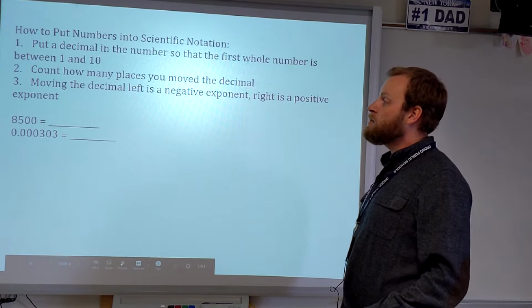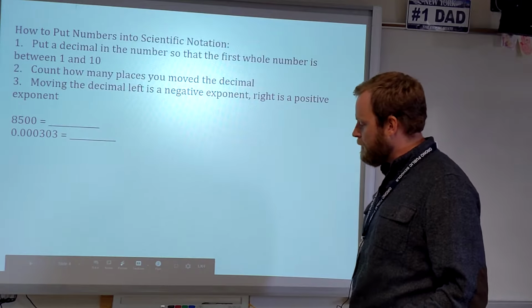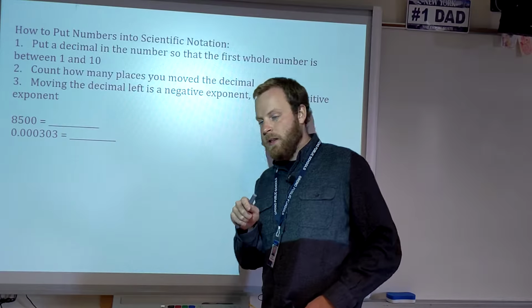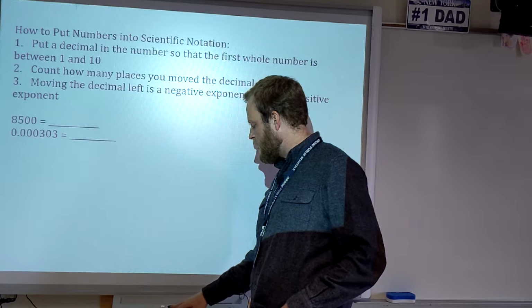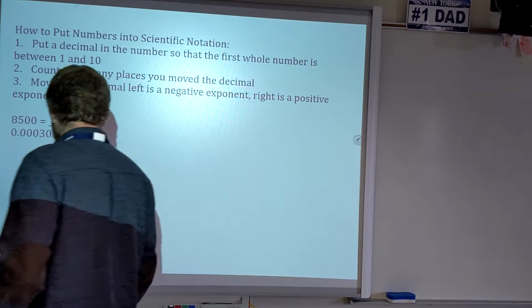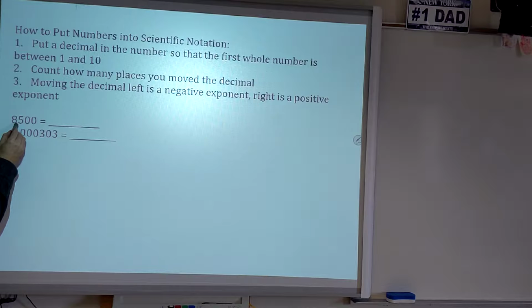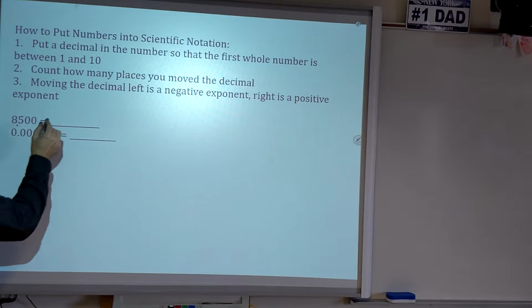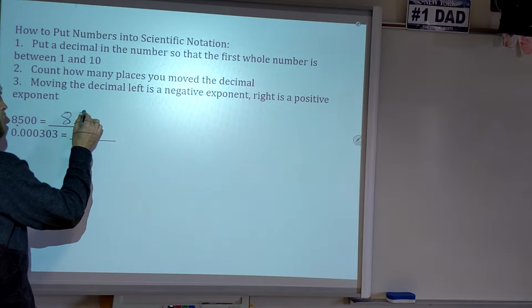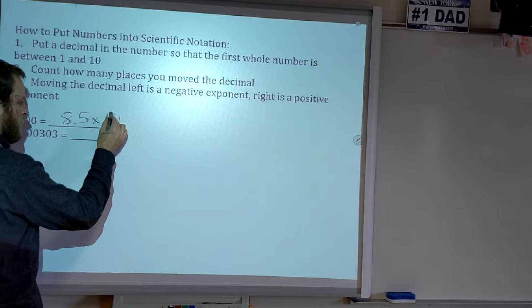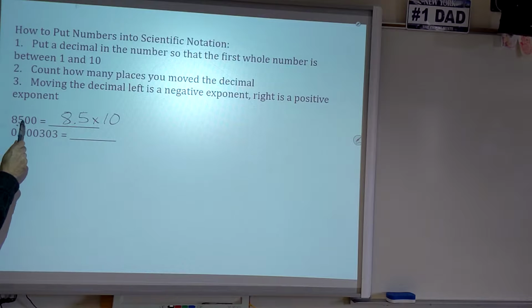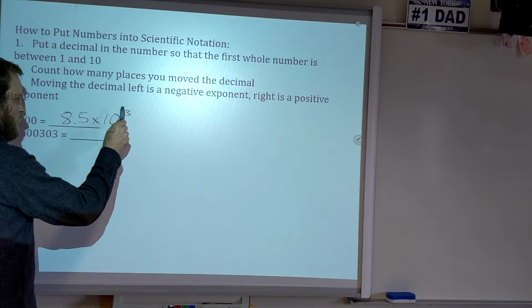How to put numbers into scientific notation. It's the same thing. First, you put a dot between the first non-zero number and the rest of it. So this dot will be here. Great. So then it's 8.5 times 10 to the power of however far I move the decimal. 1, 2, 3. Moved it 3 places.